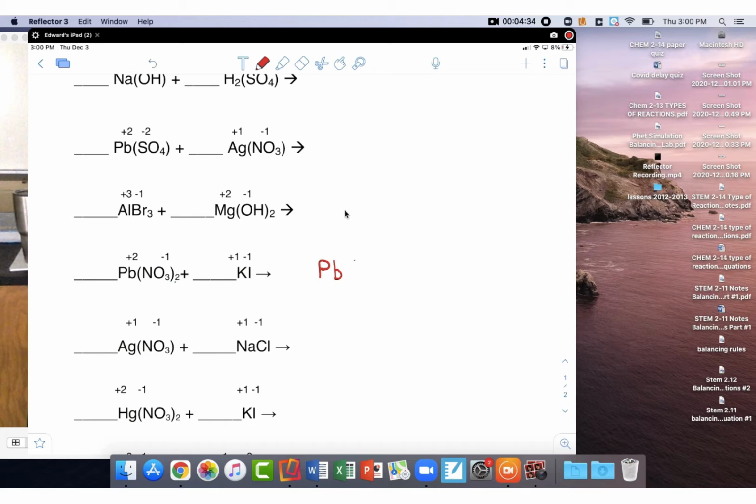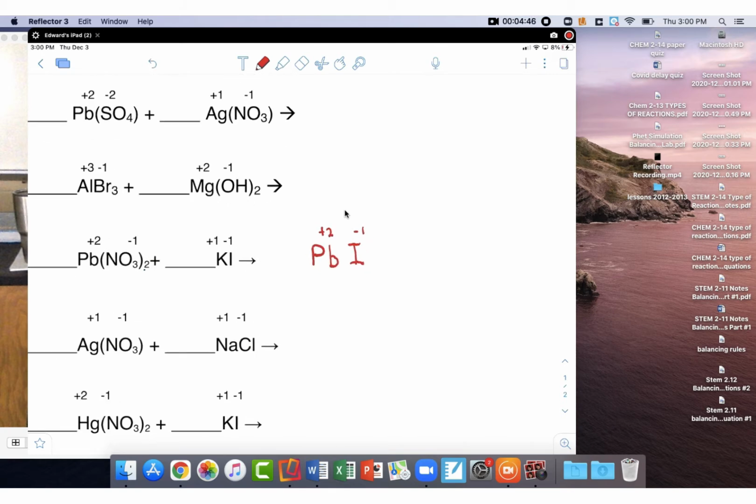It's going to be grouped up with the opposite ion, the other partner, which is I. So Pb plus 2, I is minus 1. Remember what we do? We crisscross those charges. So nobody's going to put a 1 there, but we could put a 1 there and a 2 there. Right? So that's lead iodide, PbI2.